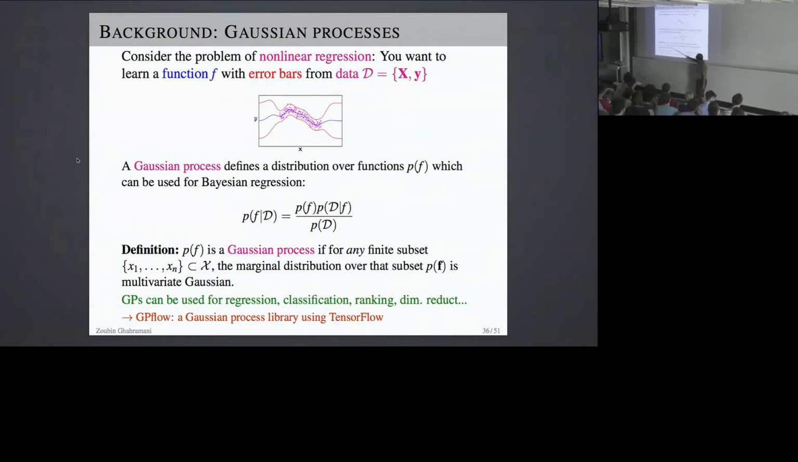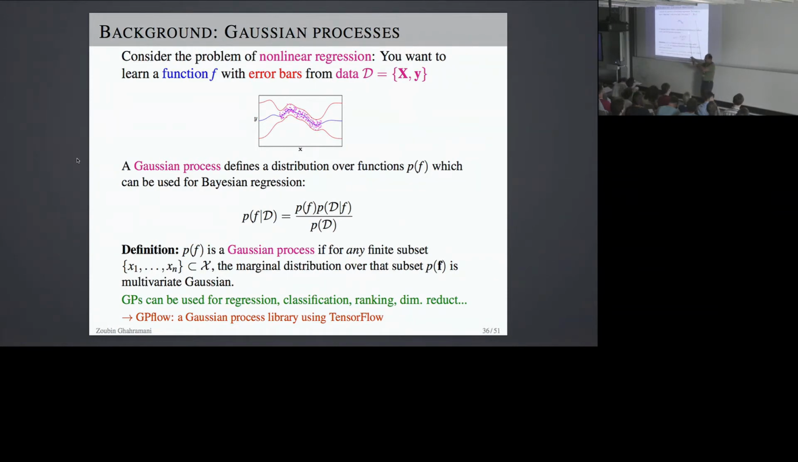Well, P of f is a Gaussian process if for any finite subset of points, call them x1 to xn in the domain of this function, curly X, the marginal distribution over that subset, P of bold f, so f is now an n-dimensional vector, is multivariate Gaussian. Okay? So here is the way to think about it. You all know about univariate Gaussians over one variable, bell-shaped curves. We can have multivariate Gaussians, which are over n-dimensional vectors, which have a mean and covariance matrix. The infinite dimensional generalization of that is a Gaussian process.